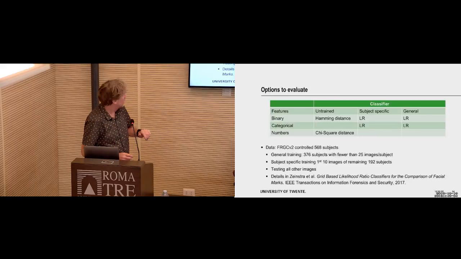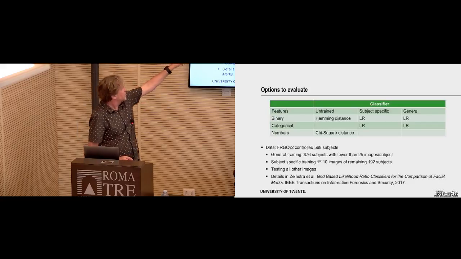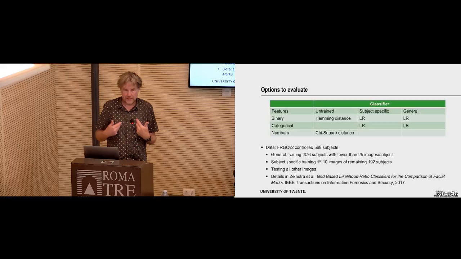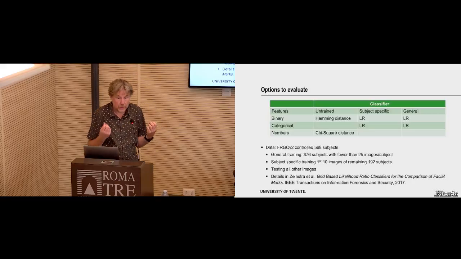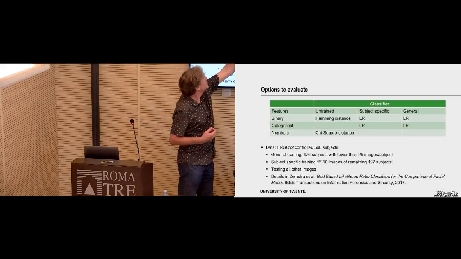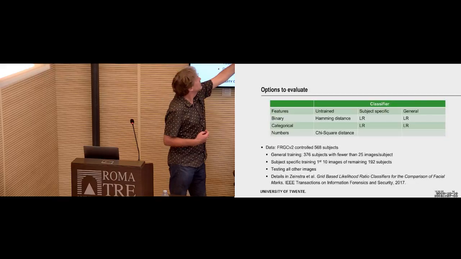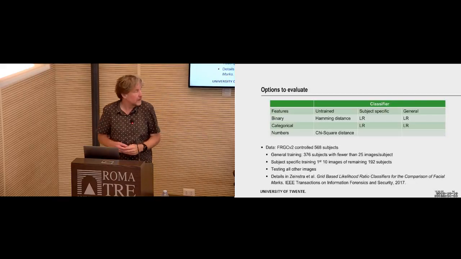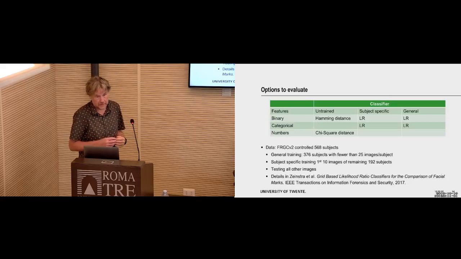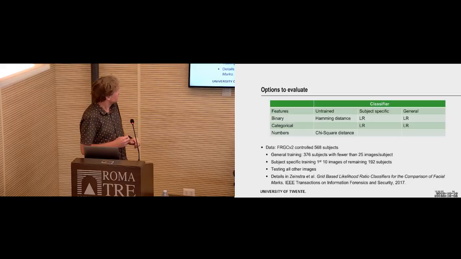So, how will we do our evaluation? Well, you see a table over here, and there are features, and features are either untrained. I said if you want to apply this likelihood ratio framework, we need to train, but we can also use an untrained classifier if you want. Then, for instance, for the binary case, we can use a Hamming distance, and if we take numbers, we can take a chi-square distance. If you go for a trained classifier, then in all cases we can train a likelihood ratio classifier. So we're not covering all the cells.